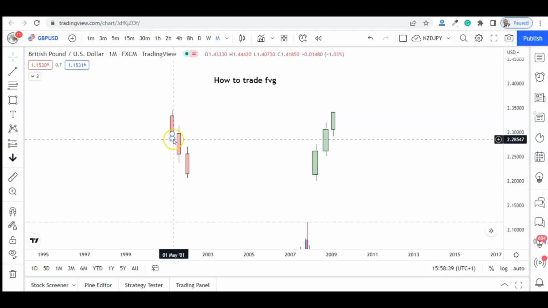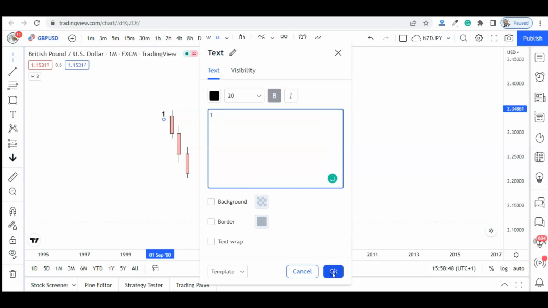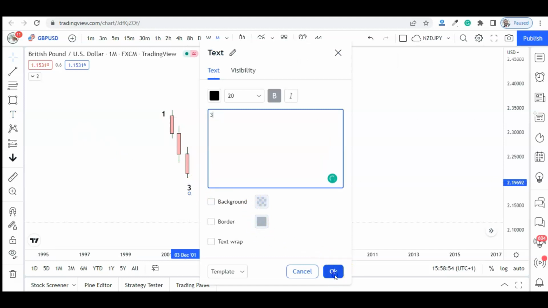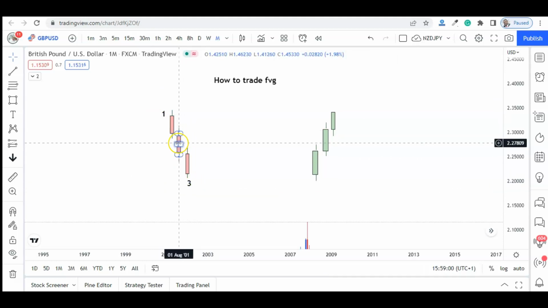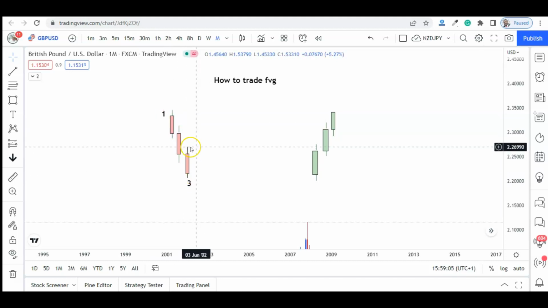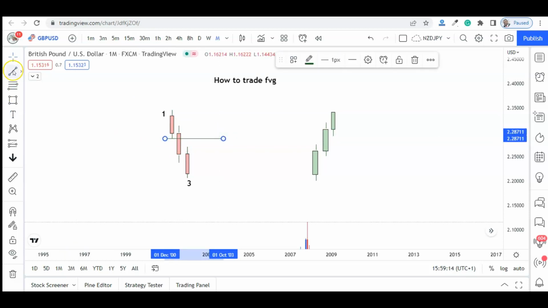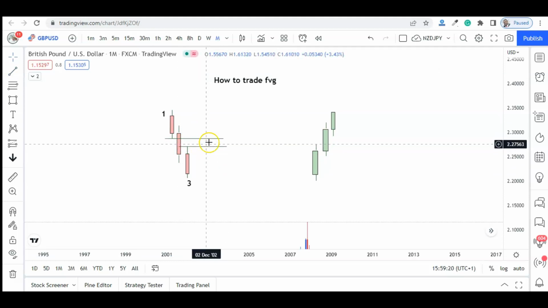Now, what makes it an FVG? You always look at the first candle and the third. The second candle, in this case, is not needed for you to understand FVG. It's the first and the third candle. And what I'm looking for is their wicks. If their wicks do not touch, that means we have a fair value gap. This is a fair value gap. It's a form of imbalance.